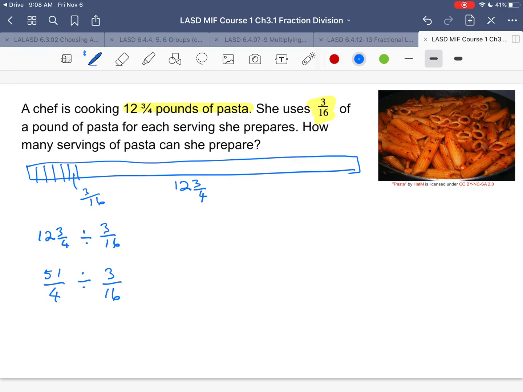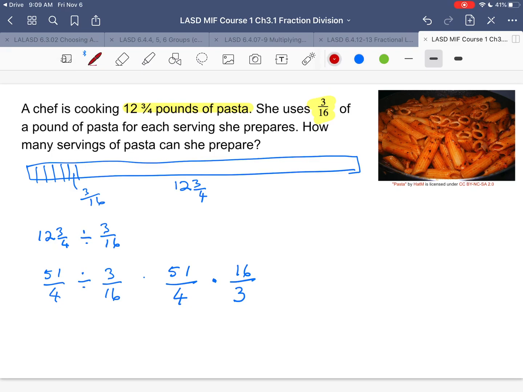And the denominators do not need to be the same for multiplication or division. So I'm going to multiply by the reciprocal. So 51/4 multiplied by 16/3. And to make the numbers friendlier to work with, because really who wants to multiply 51 times 16 if they don't have to, I'm going to do some cross cancelling.